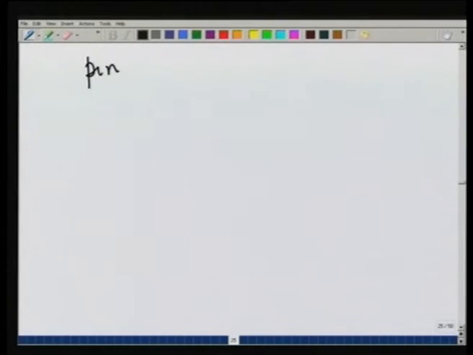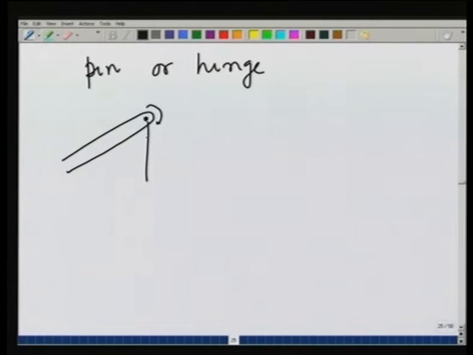Next, we consider an element which is a pin or a hinge, same thing. That is, if I have an element, a rod or a plank, and it is free to rotate about this point, it is hinged here. In that case, the hinge cannot apply any torque, but applies a vertical force and a horizontal force, F y and F x. These are the only two forces that it can apply, nothing else. So, let us see an example of this.